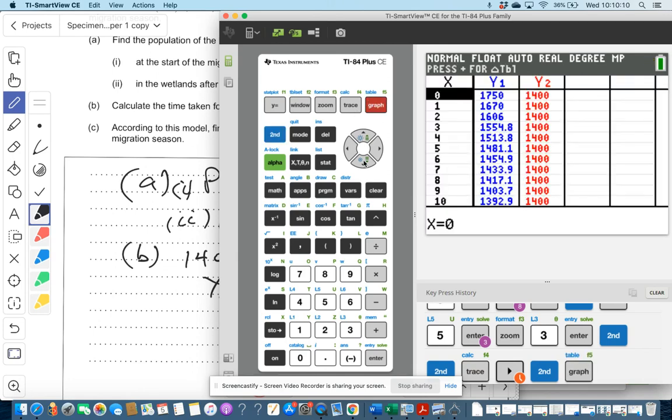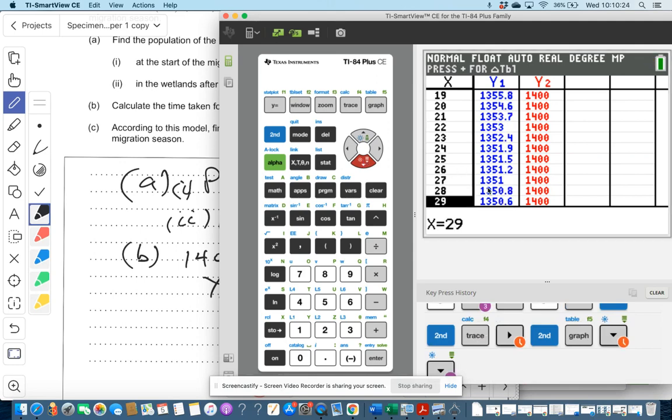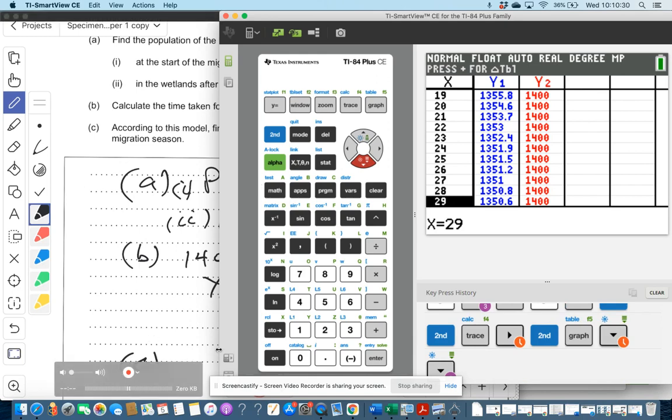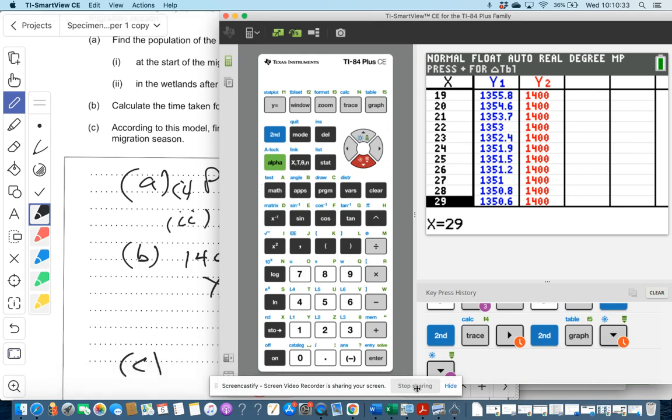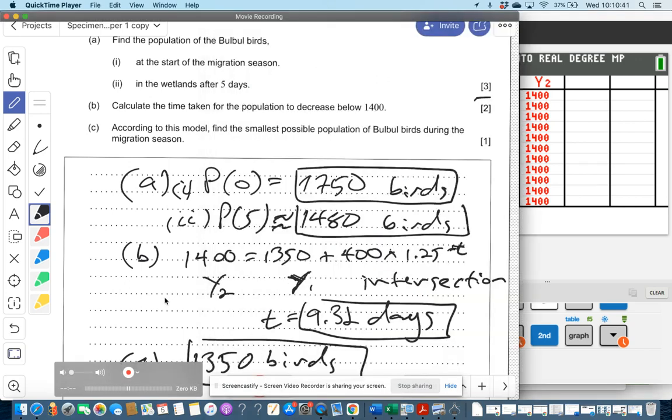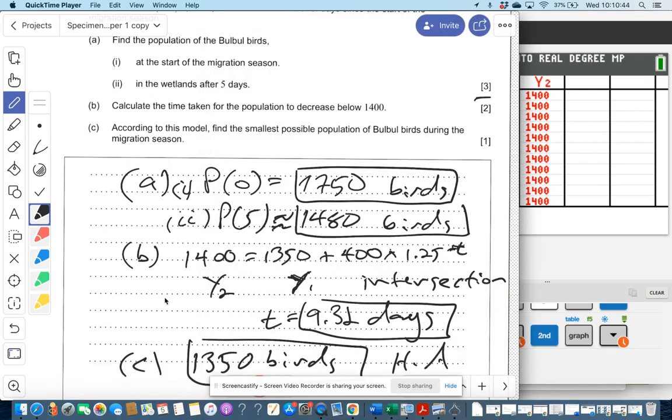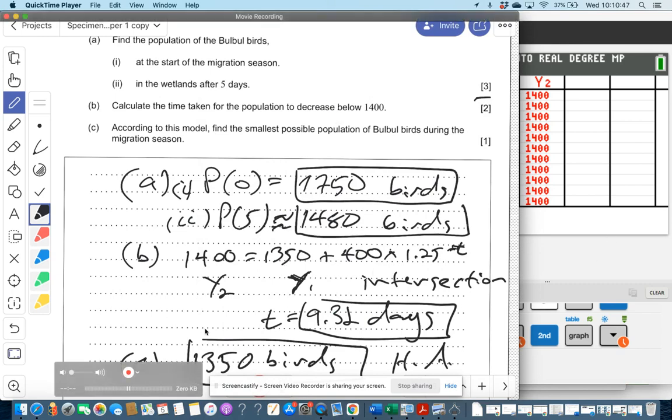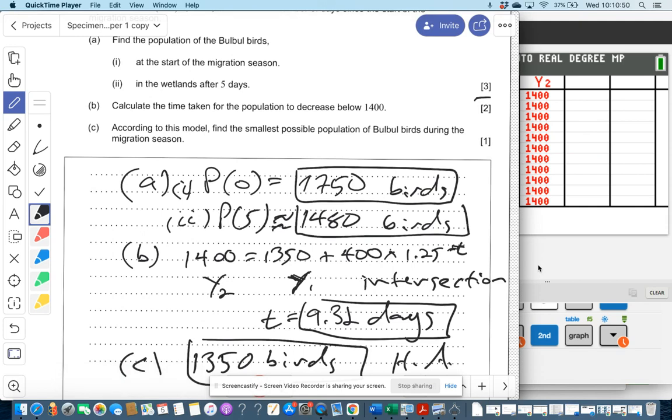I can see that in the table also, or I could substitute a very large number for T. Of course, we're talking migration season, so I'm not going to do more than 30 for T probably, but you can see it gets down to 1350. That's the minimum population. 1,350 birds. Horizontal asymptote. You get a point, I guess, if you say that, because it's only 1 point.